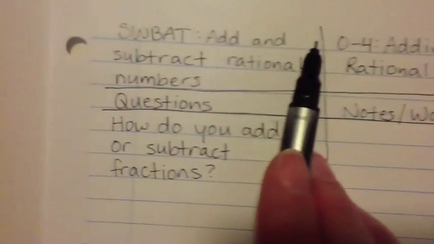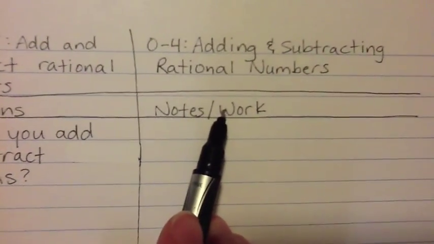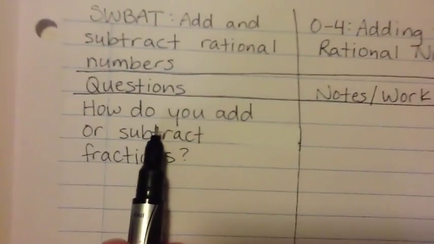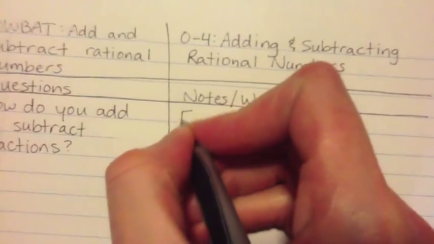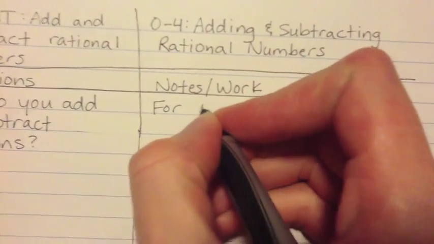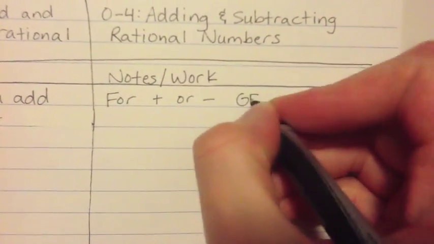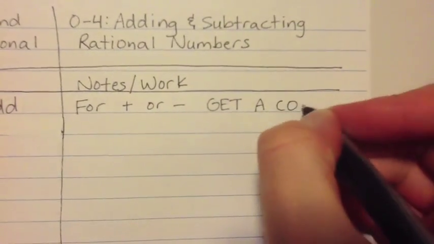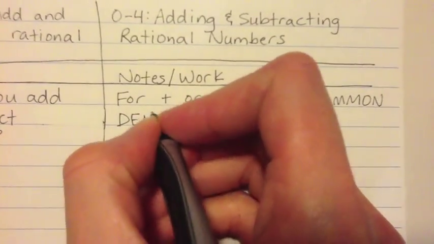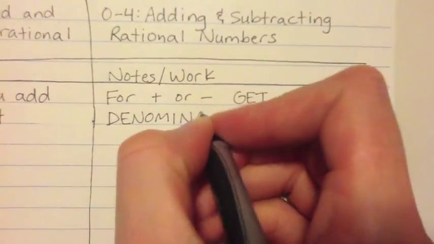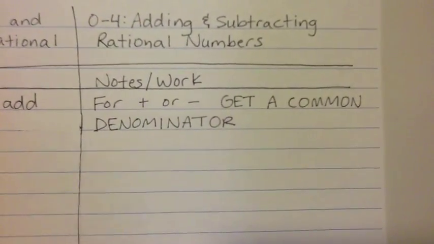Go ahead and get your paper set up, divide it down the middle, and have your questions and your notes and work sections ready. And the first question that we're going to talk about is how do you add or subtract fractions? And the important thing for you to remember is for addition or subtraction, you need to get a common denominator. It's very important, so we're going to highlight that fact.